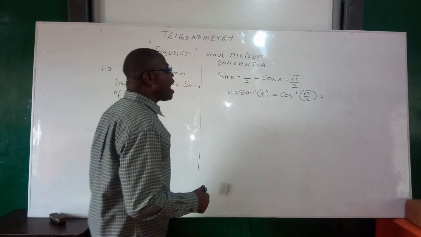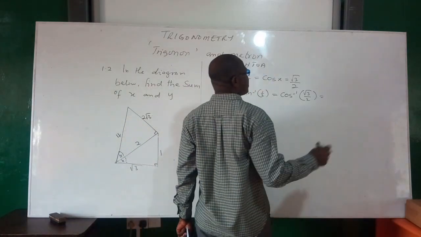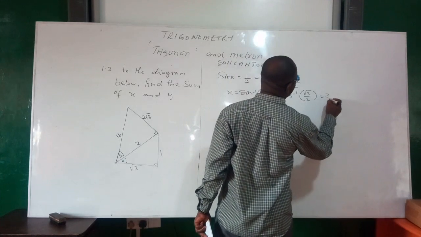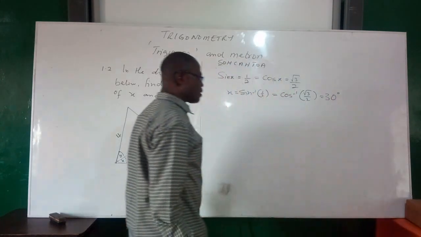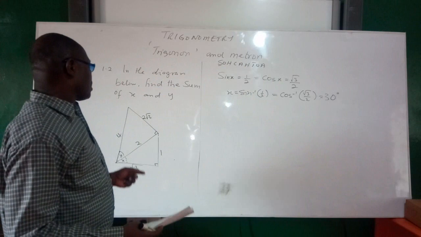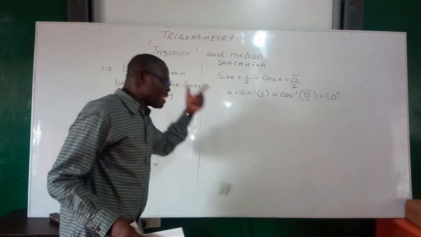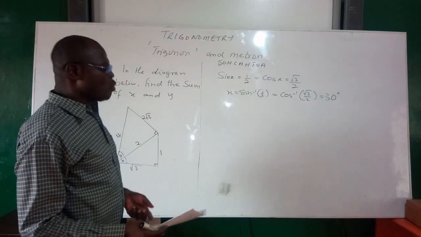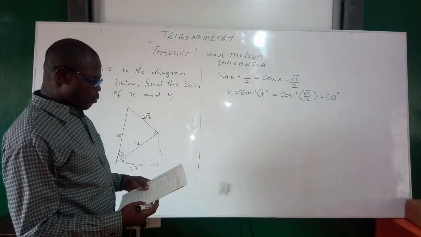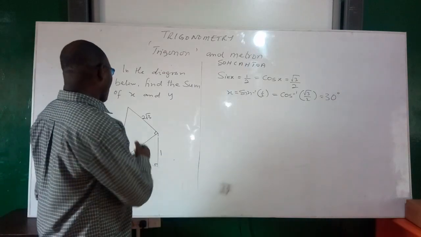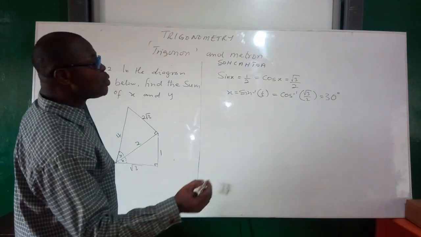Sine inverse of half is 30. Check cos inverse of root 3 over 2. We also have that one to be 30 degrees. So we have got x from two definitions. We could have added tan, but because of time, let's use the two of them to find that one. Now, let's find y. So to reduce time for y, let's now use tan.